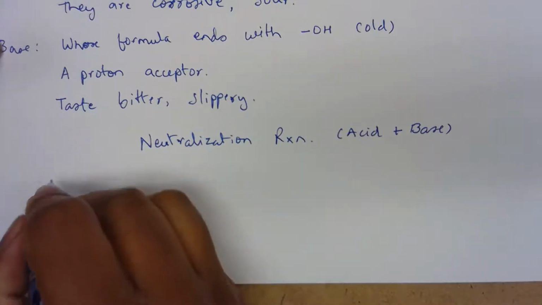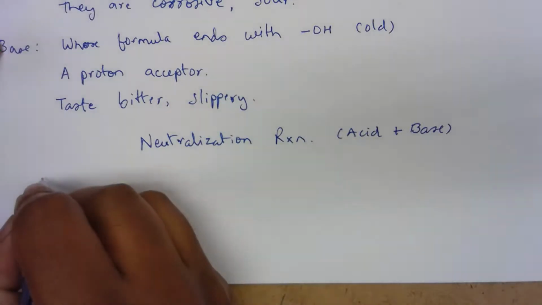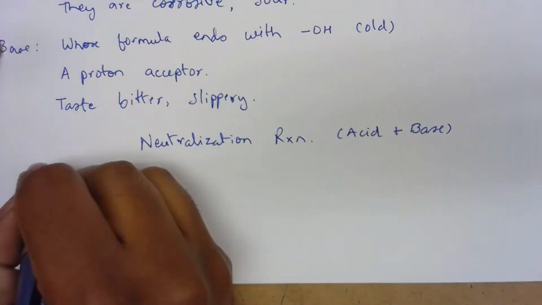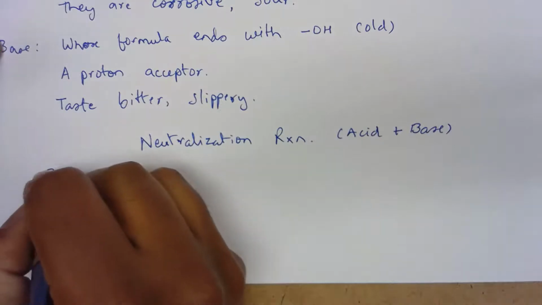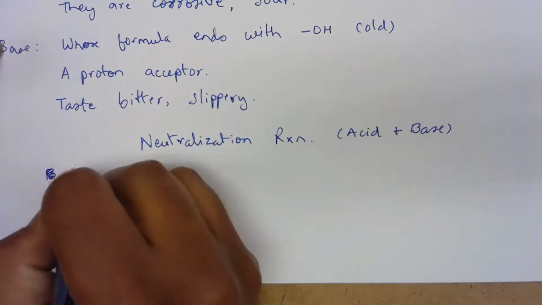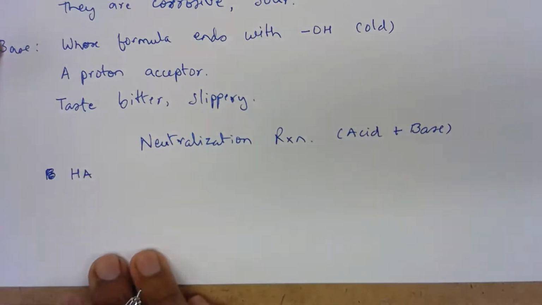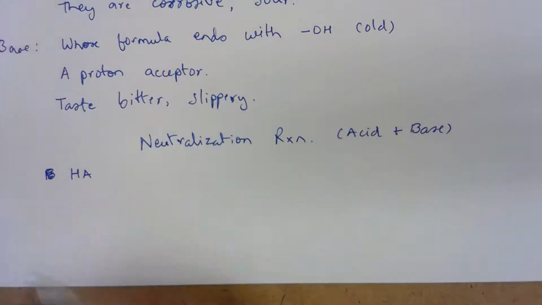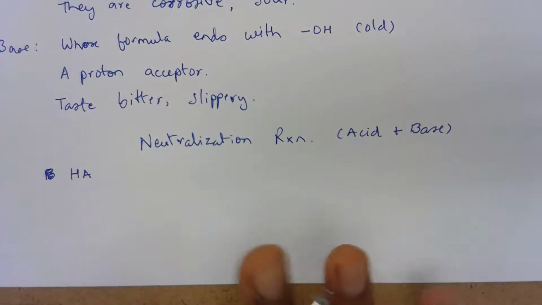Now, the easiest way to figure out if a reaction is neutralization or not is to just look at the products, right? So let's say, for example, I have a made-up acid called HA. The reason I know it's an acid is because it starts with an H, right? For the most part, all the acids that you're going to come across in high school level chemistry will all start with an H.